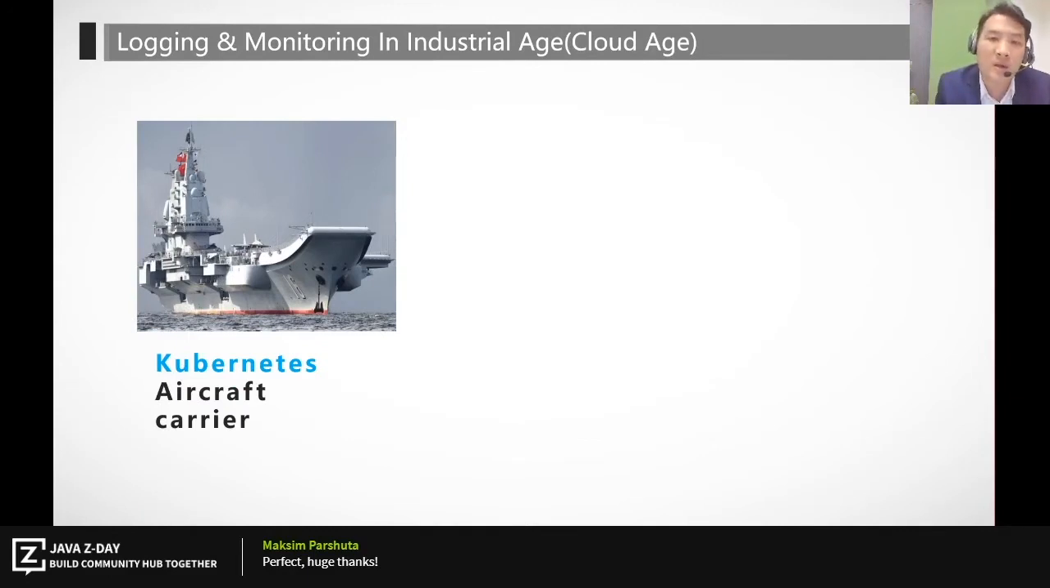Okay, currently we are in the Industry Age. I call it the cloud age. Cloud is more and more popular. We have Kubernetes. I call Kubernetes an aircraft carrier. Why do I call it an aircraft carrier? Because Kubernetes is very complex. It needs a lot of time to learn how to use it. And Kubernetes can deploy on any cloud.